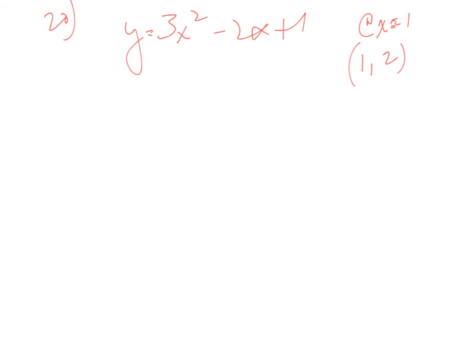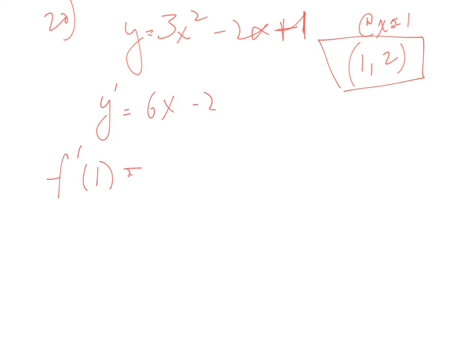Okay, on question 20, we want the tangent line of y equals 3x squared minus 2x plus 1 at the point x equals 1. We know when we plug in 1, you have 3 minus 2 plus 1. That gives us the point 1, 2. So that's going to be our x and y. We're going to take that derivative. It's 6x minus 2. We want to take that at 1 to get our slope. So we have 6 minus 2 is equal to 4.